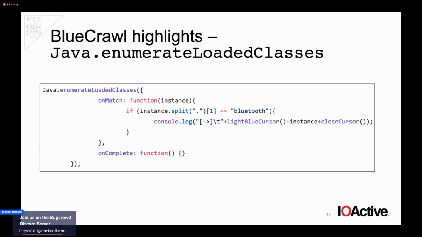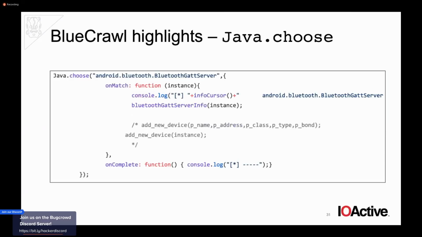So this is a good place to do any wrap-up analysis or just output something in the log to indicate that we're finished with this portion of the code. The second thing that I want to highlight is java.choose. And this is also an enumerator. It works kind of similarly to what we just saw, but instead of enumerating classes, we're enumerating instances.